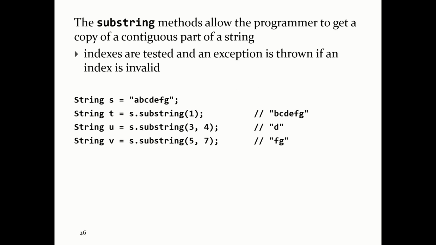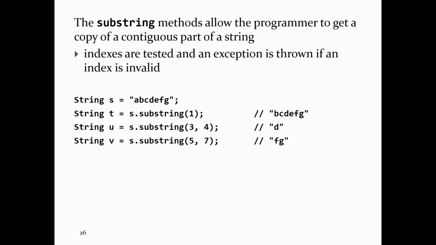Okay, substring lets the programmer get a part of a string. So it lets you get a contiguous part of a string. There are two versions of the method. Version number one takes in one index. So s.substring(1) asks the string s for the substring starting at index 1, so starting at the b, going to the end of the string. So you get all the remaining characters in the string.